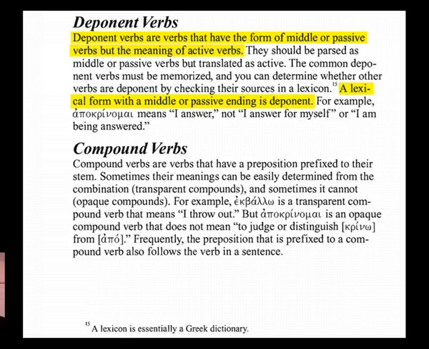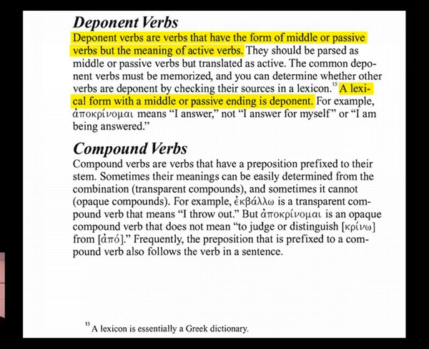So with a statistic like 70%, you ought to assume that if you see a middle passive form, it's likely to be deponent, and you have to figure out what its lexical form is to know whether it is or not.